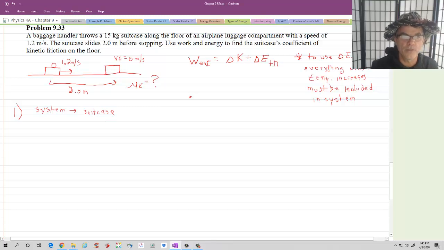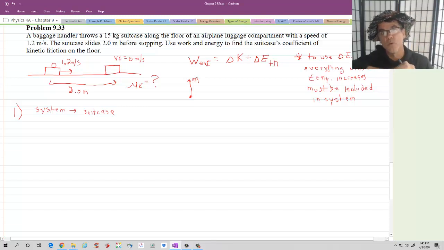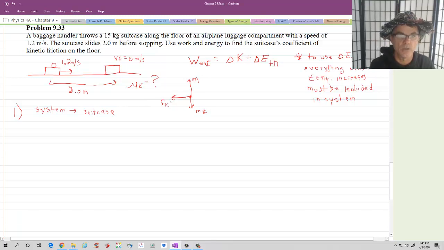So one, if I draw a free body diagram on this suitcase, I've got the normal force, which is really the force that the floor is exerting upwards on the suitcase. I've got gravity, which is the force of the earth pulling down on the suitcase. And I've got kinetic friction acting in the opposite direction of motion.